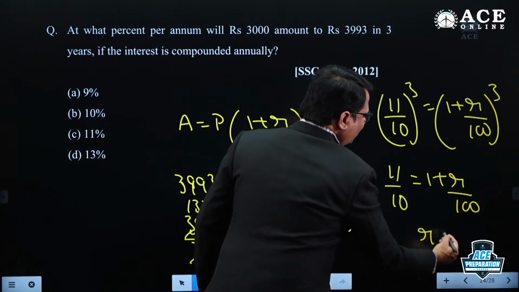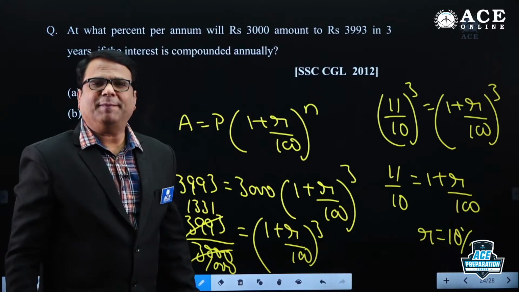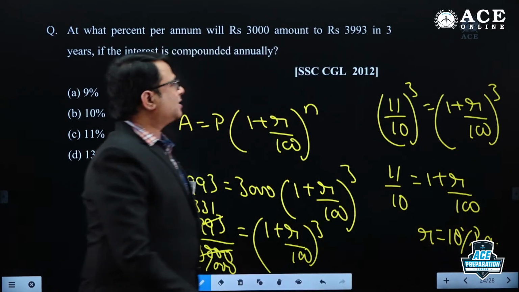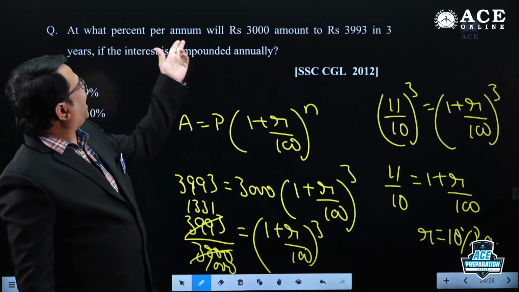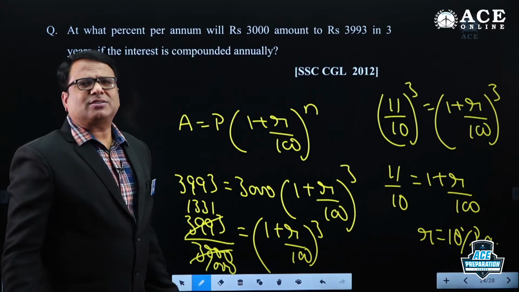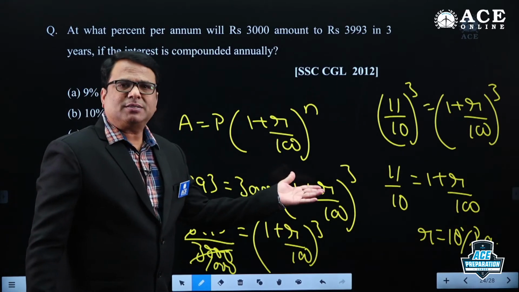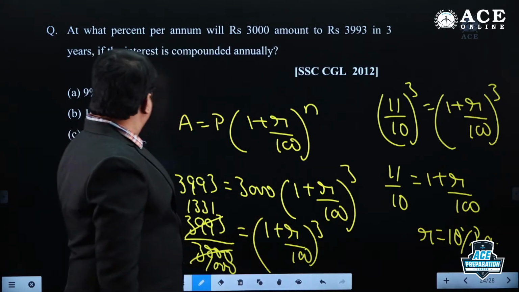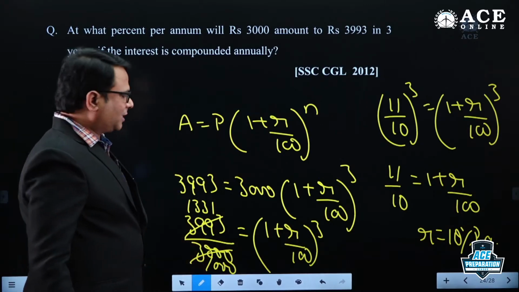And if you simplify this further, you will get rate of interest 10% per annum, if you want to write per annum. So we are asked to find what is the rate of interest, and I can say the rate of interest is 10% per annum. Choice B is the answer. Now let us go for the next question.